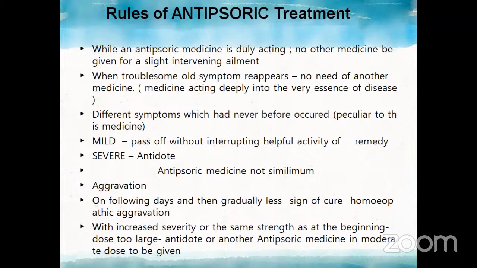And aggravation, when it comes on the following days, may get lessened in the coming days. That is a sign of cure, because what we experienced was a homeopathic aggravation. And if the aggravation has increased severity or the same strength as at the beginning, the dose was too large; antidote it, or another antisoric medicine in a moderate dose has to be given.